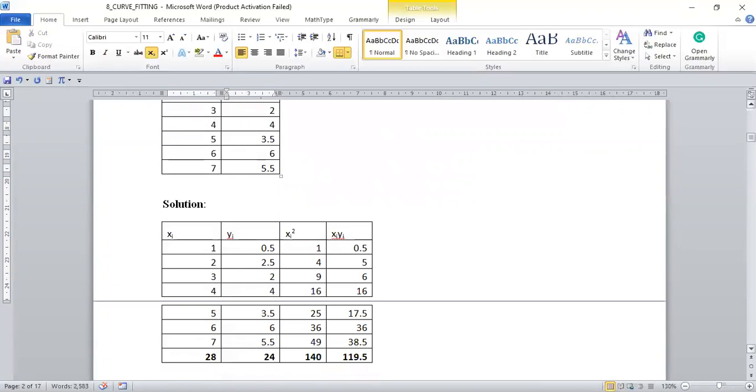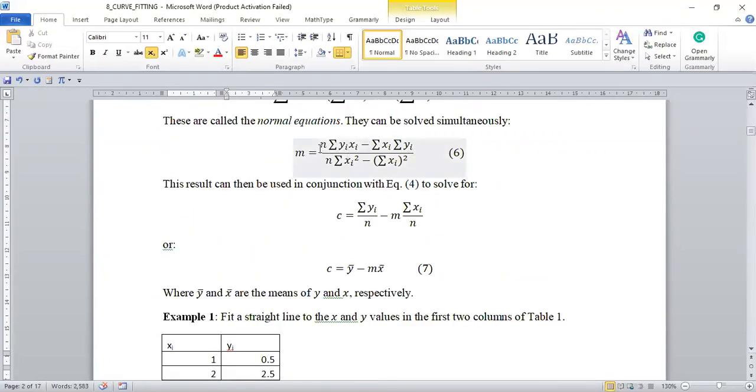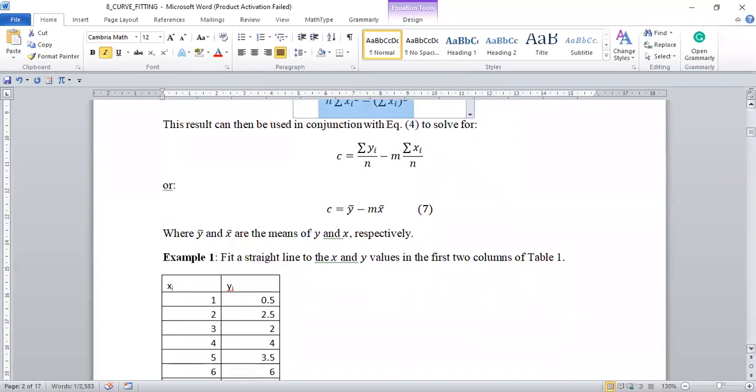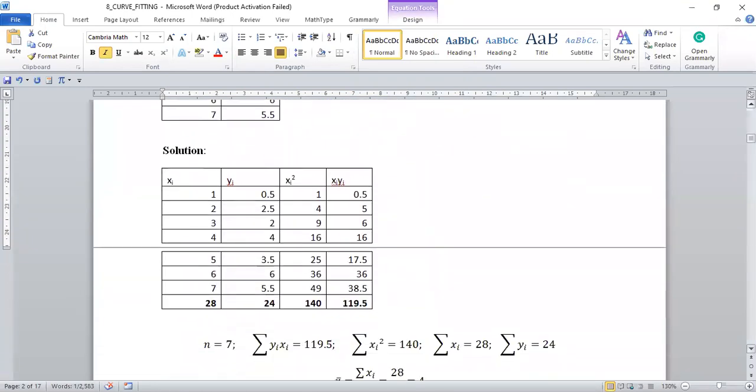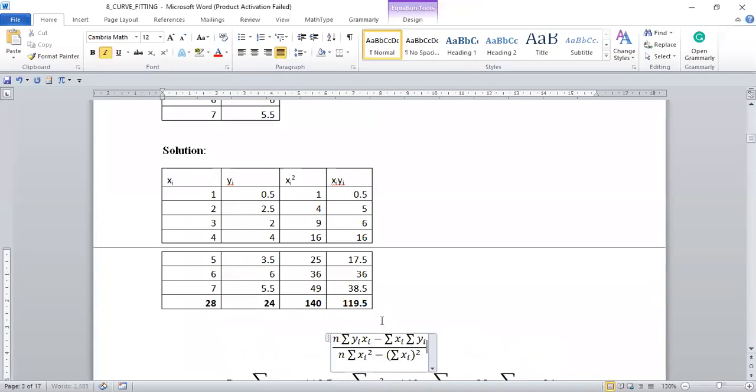What we are going to do is just use this equation. Let me just bring it out here. So we want to use this equation to get m and to get c. So what we need is to get m. This is our m.